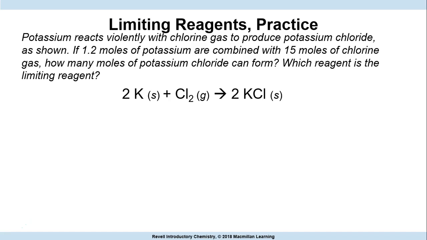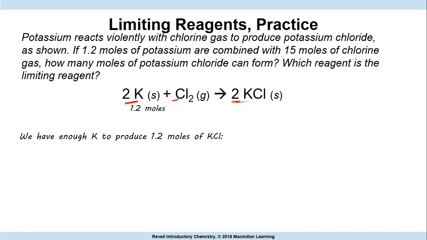So, the first thing that we have to do is we start by writing the balanced chemical equation. So here we see that 2 potassium atoms react with 2 chlorine atoms. So we have 2 moles of potassium reacting with 1 mole of chlorine to give us 2 moles of potassium chloride. That is a balanced equation. So what have we been given? We've been given 1.2 moles of potassium and 15 moles of chlorine. How many moles of potassium chloride can form? So we have to calculate which of these is limited.